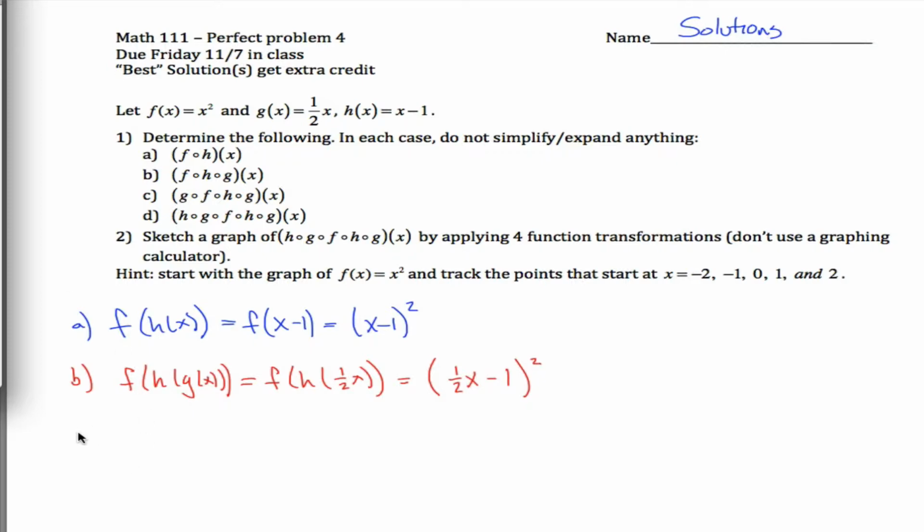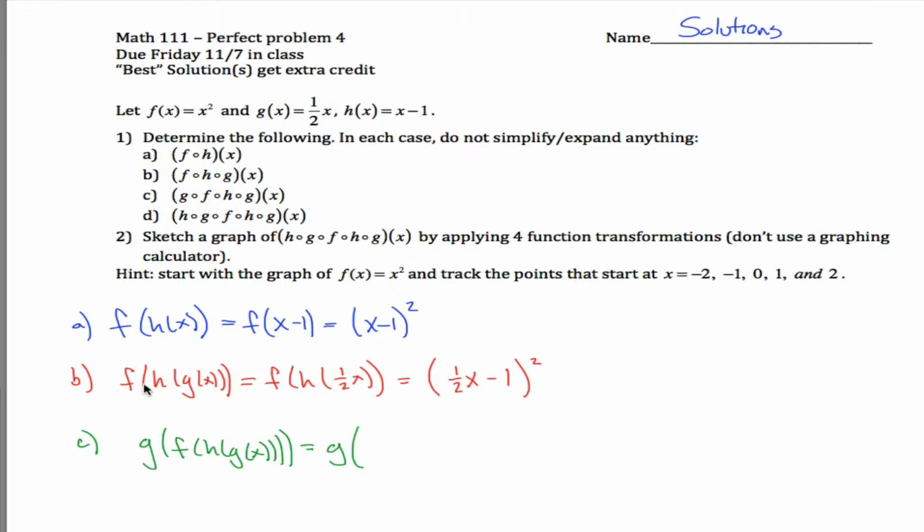All right, moving on. Part C says g of all that mess: g of f of h of g of x. What am I doing on parentheses there? One, two, one more, I think. Whatever. Figuring out this one, you could do it a few ways. You can go step by step, or you could recognize that what I'm being asked is g of something, and that something is exactly what I figured out in part B. F of h of g of x was my answer to part B. So I know it's g of that thing.